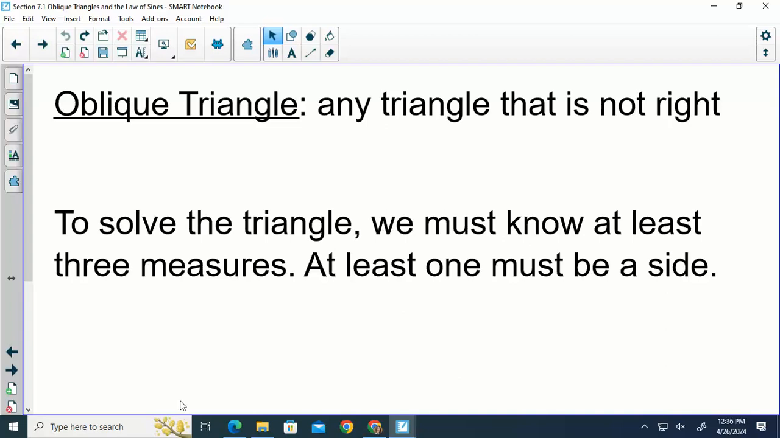If we're going to be able to solve it, and remember solving a triangle means finding all the missing angles and sides, we have to know at least 3 measurements from the triangle. And at least one of those has to be a side. So we can't just know 3 angles, because that could represent a lot of different triangles. But if we know at least one side and 2 other pieces of information, then we will be able to solve our triangle.